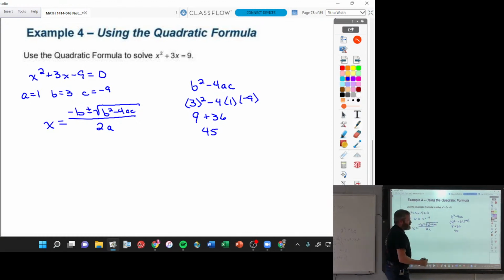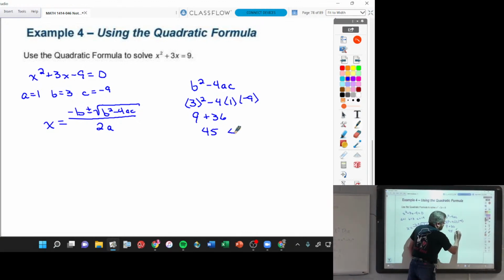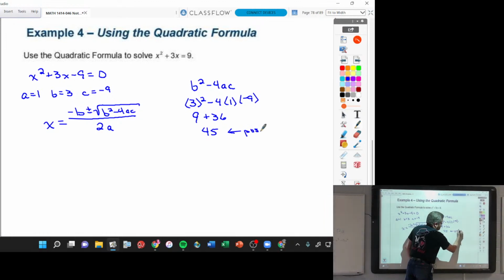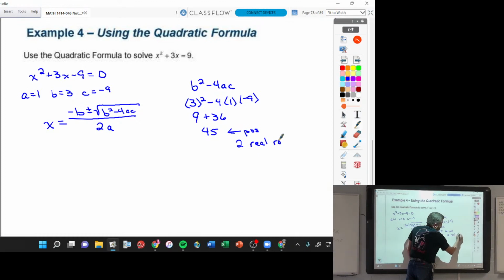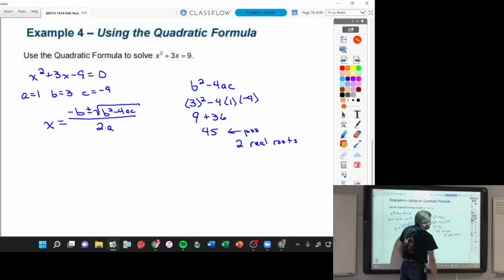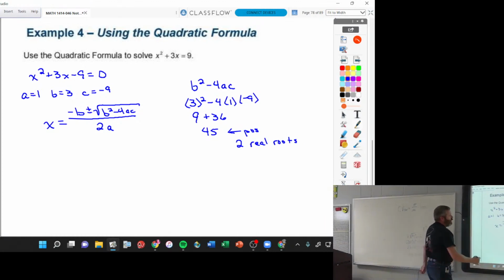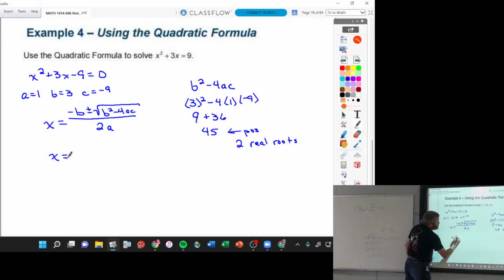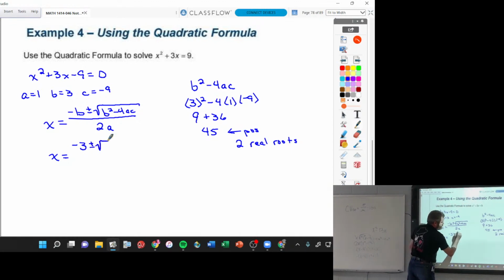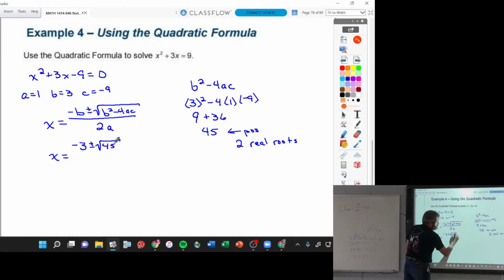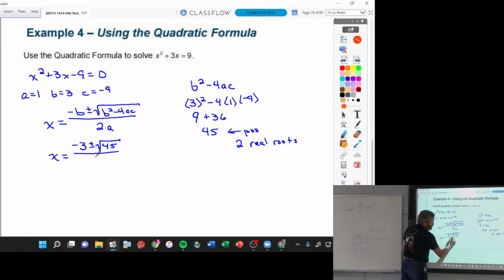My discriminant is positive, which means I will have 2 real roots, 2 real zeros, 2 real x-intercepts, right? Okay, so let's go ahead and find them. x equals negative b. Well, b is 3, so negative b would be negative 3, plus or minus the square root of 45 over 2 times a. Well, a is 1. 2 times 1 is 2.